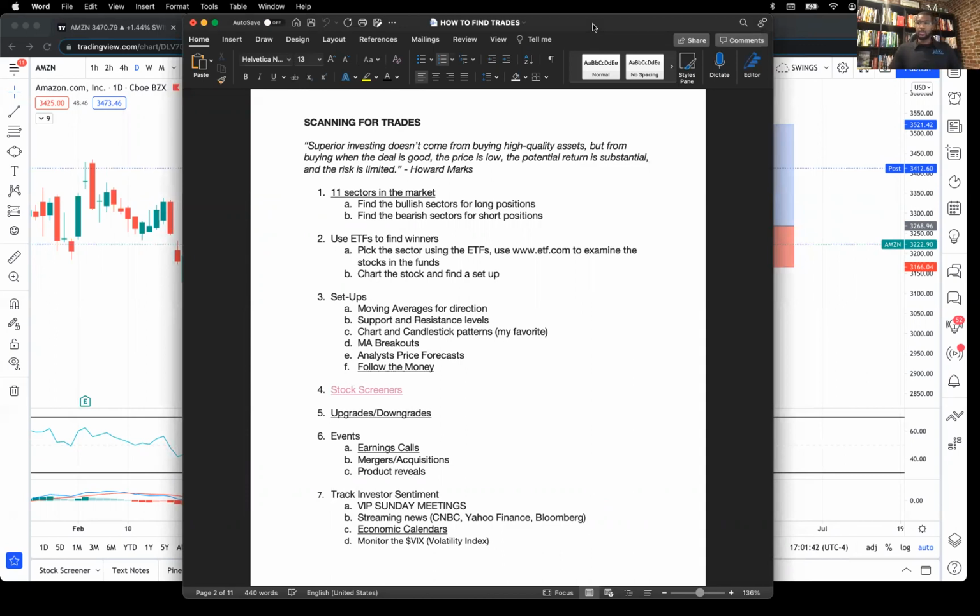Support and resistance, very important. Sometimes we find support and resistance with the moving averages. Sometimes we find support and resistance using the trend lines and other different tools that we might put on our chart, right? Moving average breakouts, like I said, the price crossing over the 20 moving average, helping us get into a trade, or price crossing over the 200 or the 50, however we decide to play it. And then we also have analyst price forecasts, right? So we can see where the forecast is for the year, right? So let's check that out.